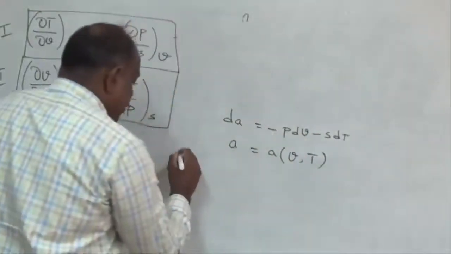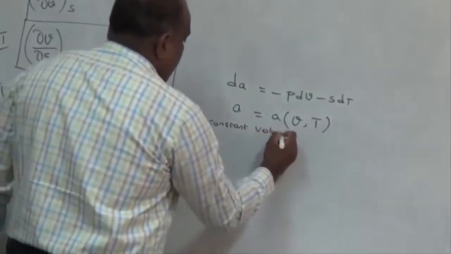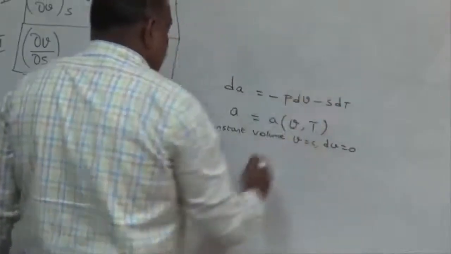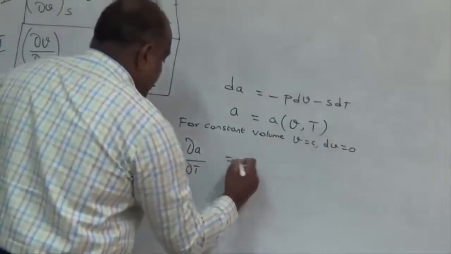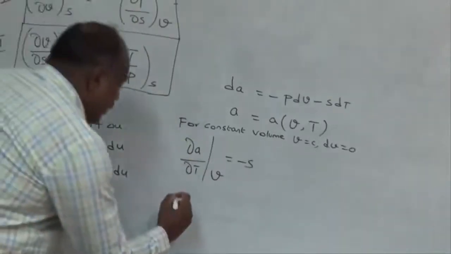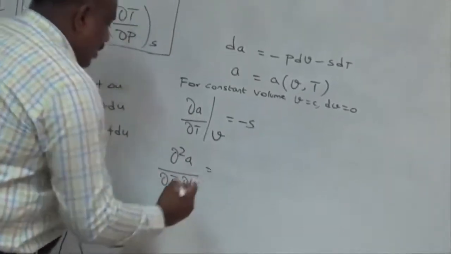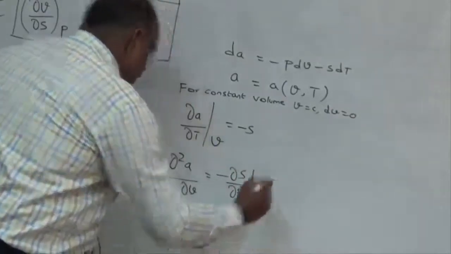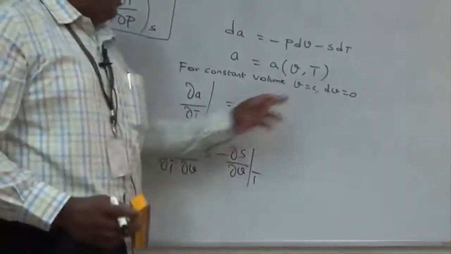Now, for constant volume, V equal to C, which means dV equal to 0. So this term will become 0. So dou A by dou T equal to minus S at a constant volume. Now differentiate once again. It will become dou square A by dou T dou V equal to minus dou S by dou V at a constant temperature. So this is the expression we obtained by maintaining volume as constant.